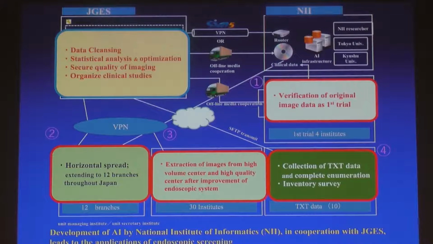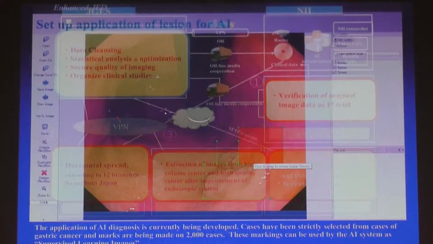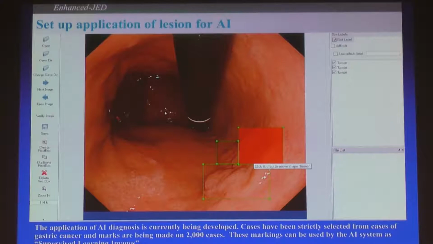For the first trial, the National Institute of Informatics had been verifying original images. The application of AI diagnosis is currently being developed. Cases have been strictly selected from cases of gastric cancer, and marks are being made on 2,000 cases. These markings can be used by the AI system as supervised learning images. At the moment, we are making markings on the region location of about 2,000 cases to help computers learn. We found that the accuracy exceeded 90% when the reading of nearly 1,000 cases was completed.